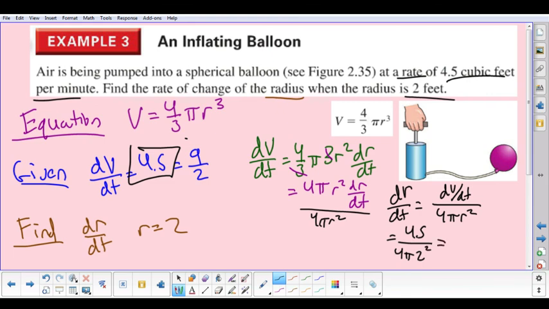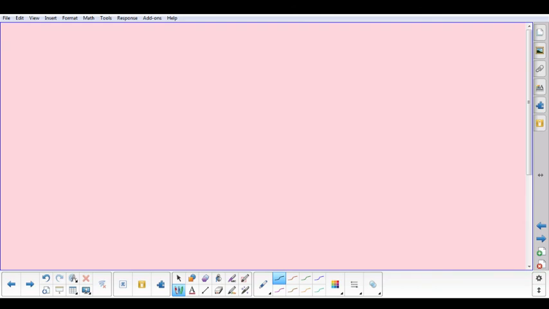And this is something you should plug into a calculator. If you do that, you're going to get 0.09 feet per second. And that is the rate of change of the radius. All right, that's it for examples. We'll do more stuff in class, and see ya.